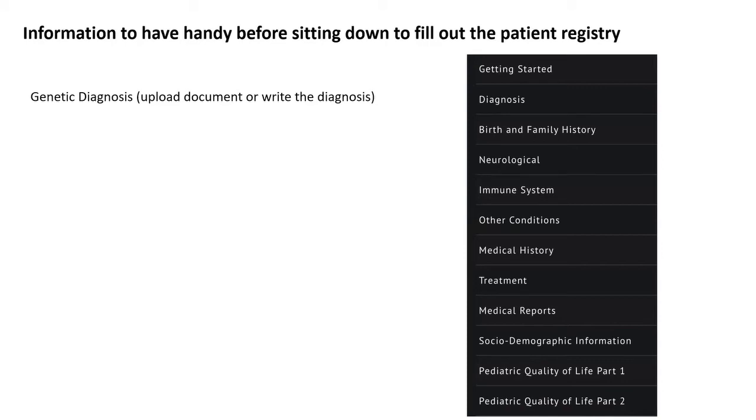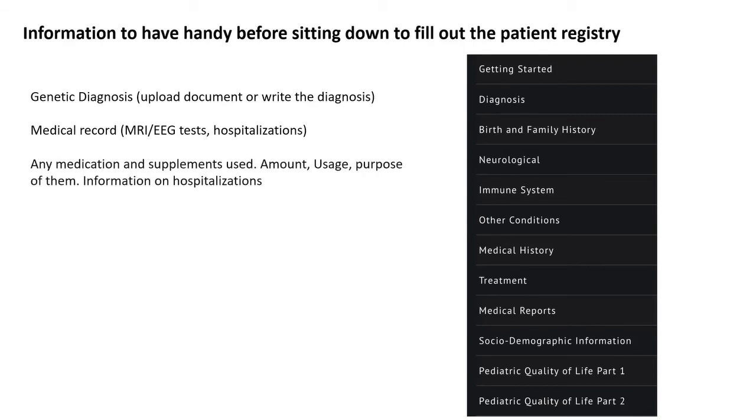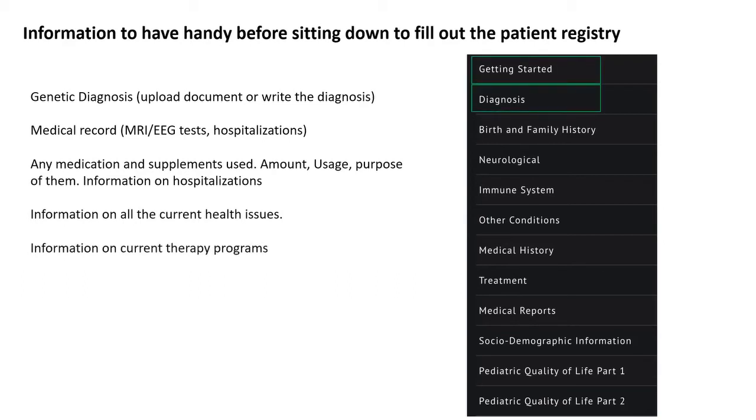For patient families who want to start filling out the patient registry, some things you want to have handy before you sit down are the genetic diagnosis, medical record, any medications and supplements used, amounts, purpose of them, information on hospitalizations, information on all the current health issues, and current therapy programs. Once you have that, it's not as overwhelming.